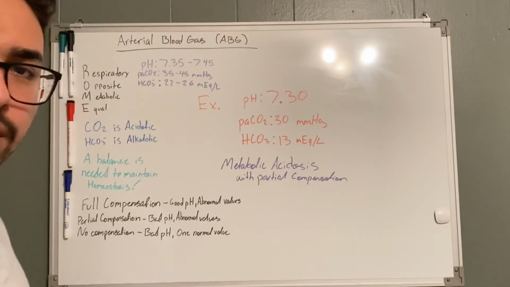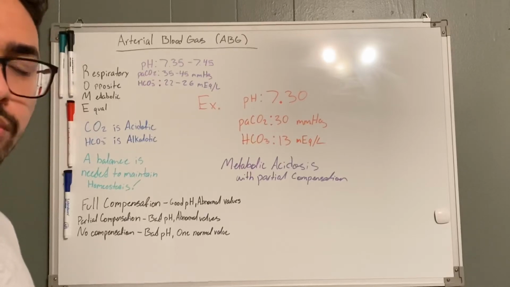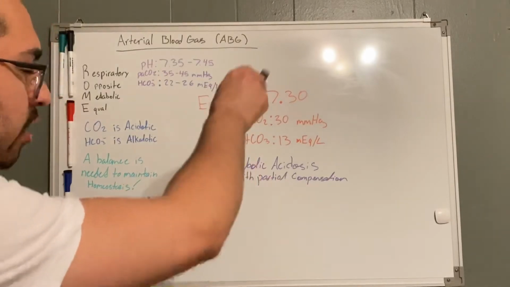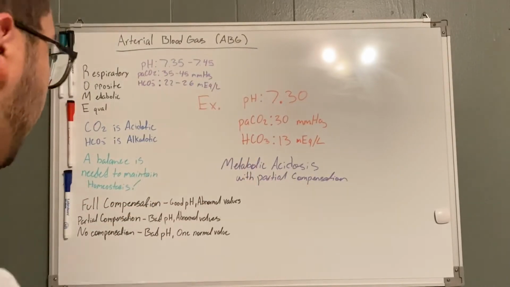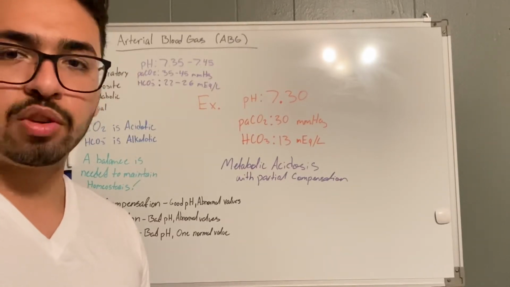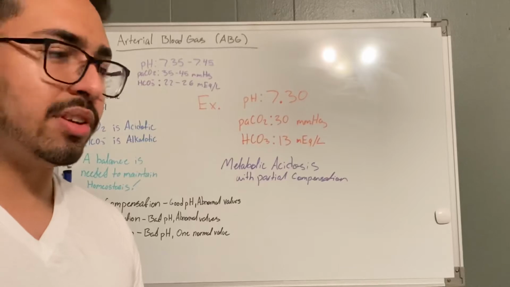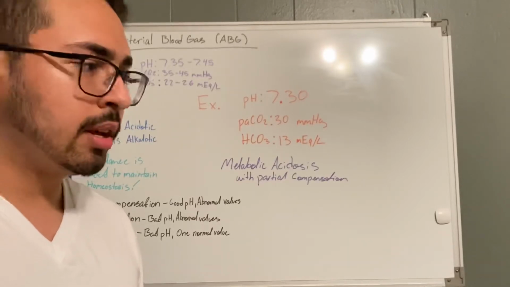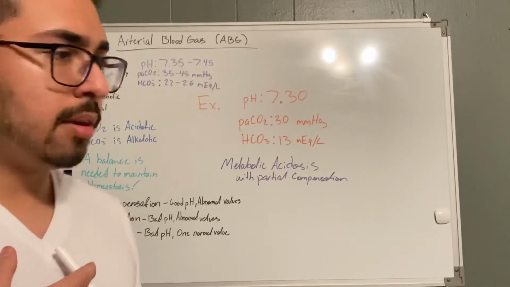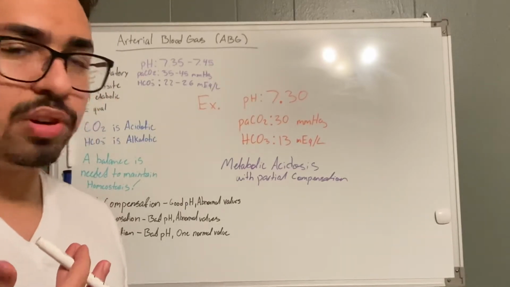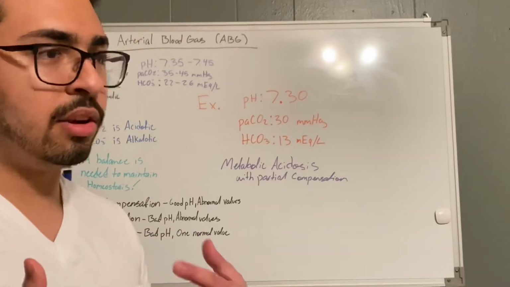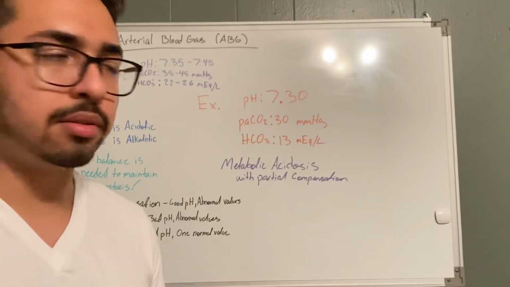If there's no compensation at all, it's very acute. Your body hasn't had time to get back and start compensating. And full compensation is also a chronic thing too. Like, for example, with COPD patients, they'll have a high level of carbon dioxide all the time, but they still function pretty well because their bicarb is raised. They have full compensation going on.